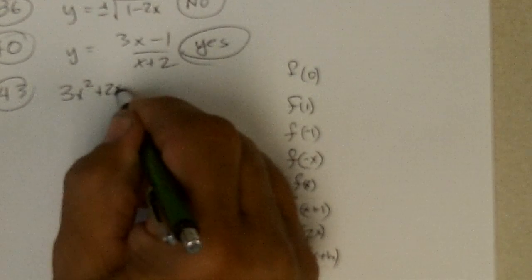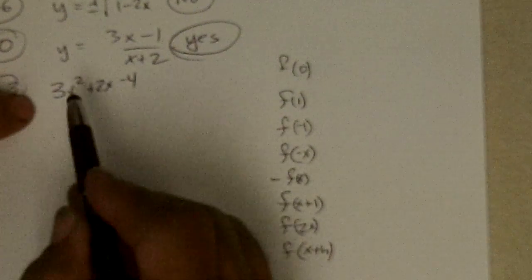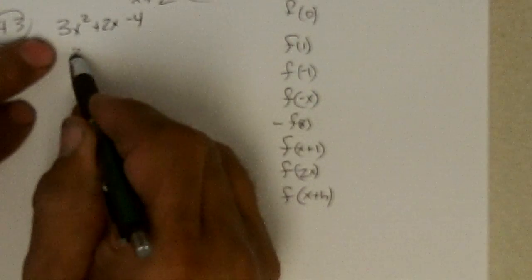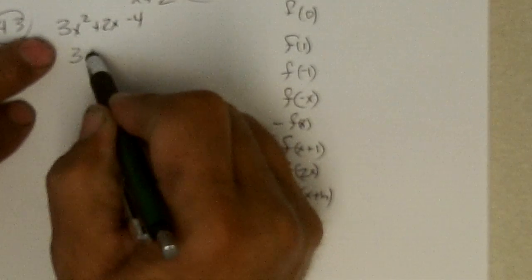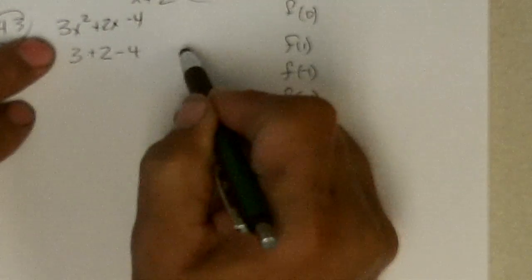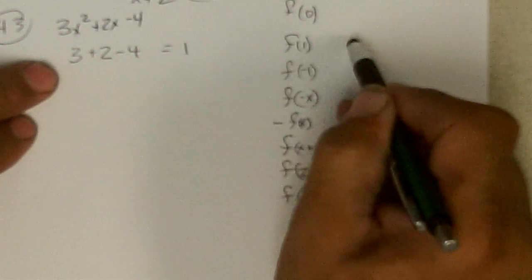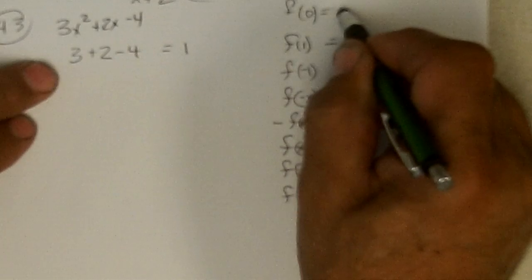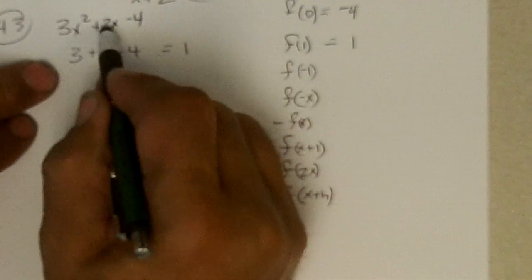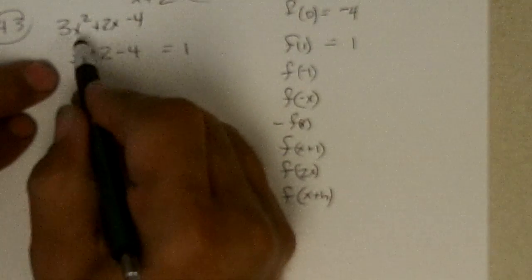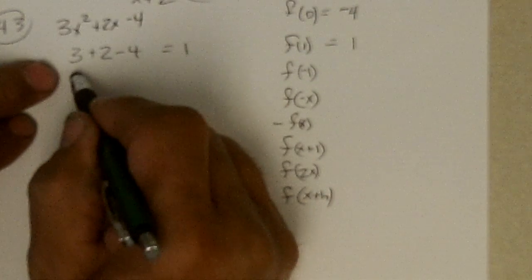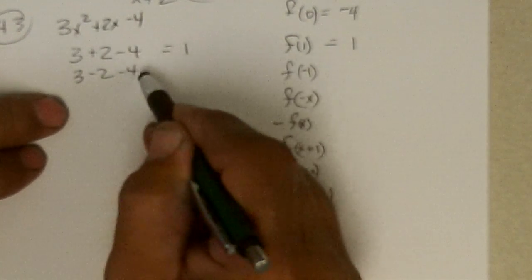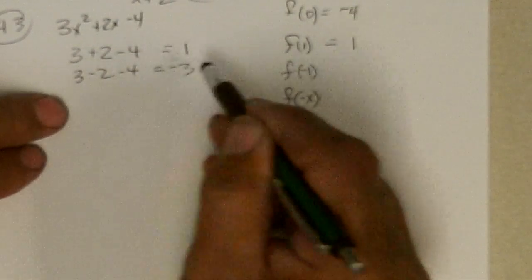plus 2x minus 4. So if I put 1 into this, 1 squared is 1 times 3 is 3. 2 times 1 is 2 minus 4. 5 minus 4 is 1. That's f of 1. f of 0, I put 0 and I get -4, because 0 times 3, 0 times 2, gone. If I put in -1, I get -1 squared, which is 1 times 3, 3. -1 times 2 is -2 minus 4. I get 3 minus 6, which is -3.